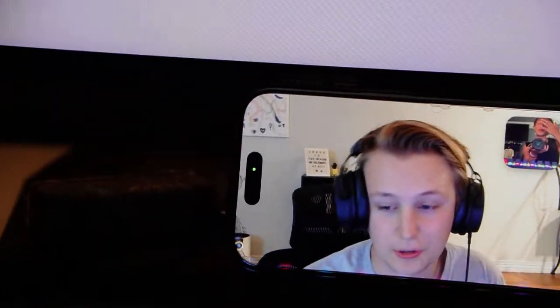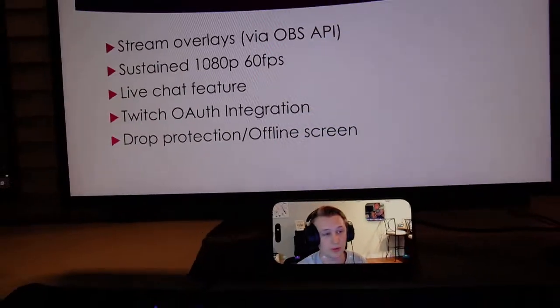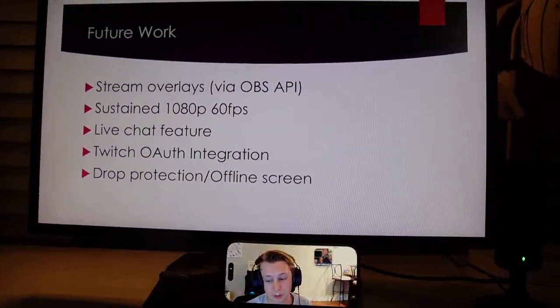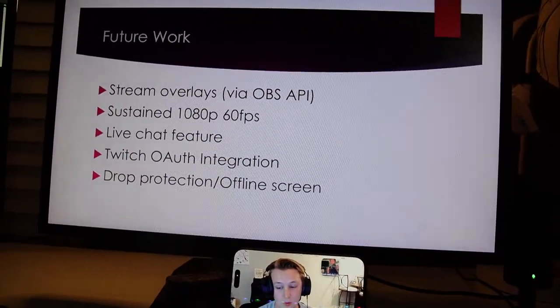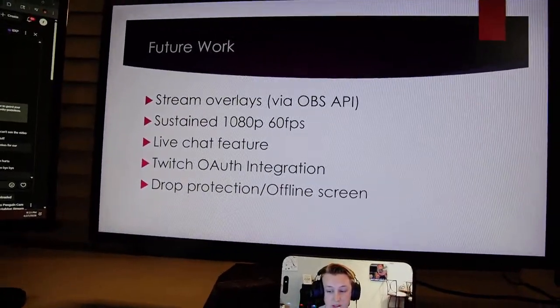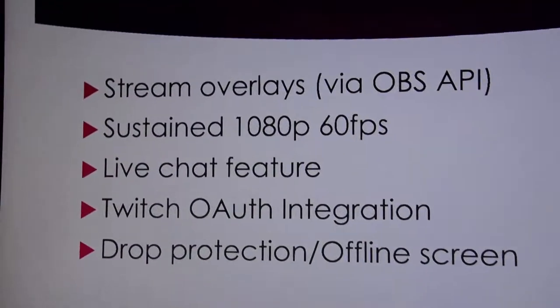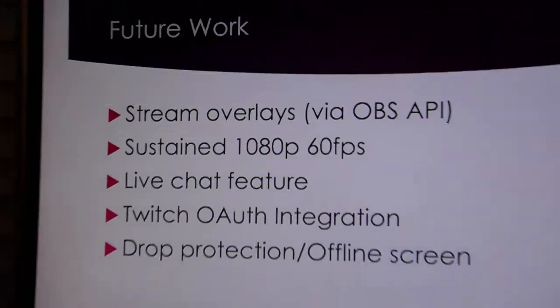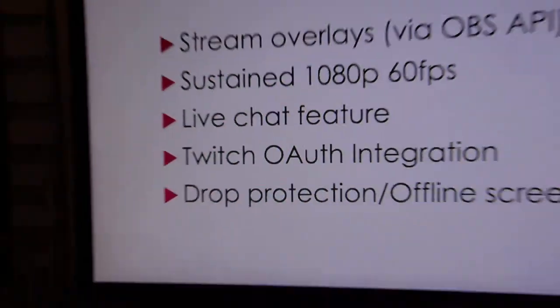And so for some of our future work, there's a couple of things. With more powerful hardware, we could have stream overlays via the OBS API. More powerful hardware could handle a sustained 1080p 60 FPS. As you saw, we had to dial it back just due to hardware limitations. You can talk about the OAuth in the live chat.